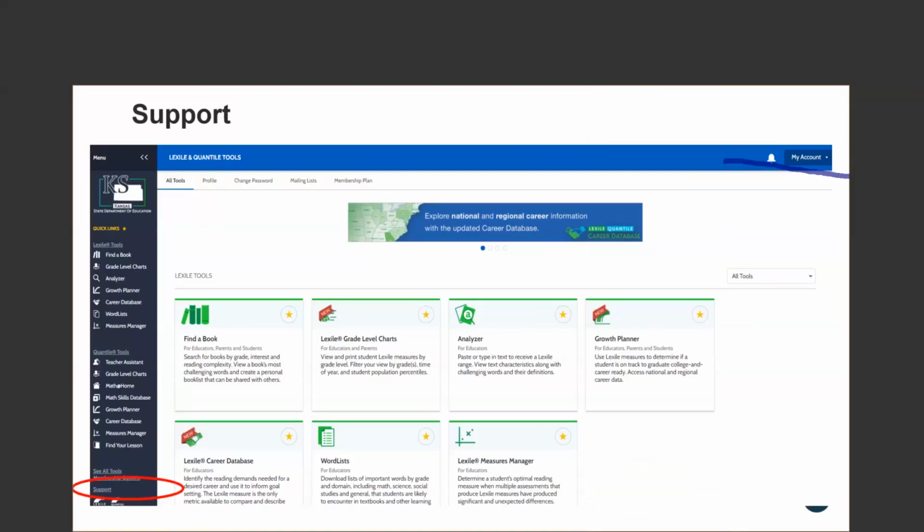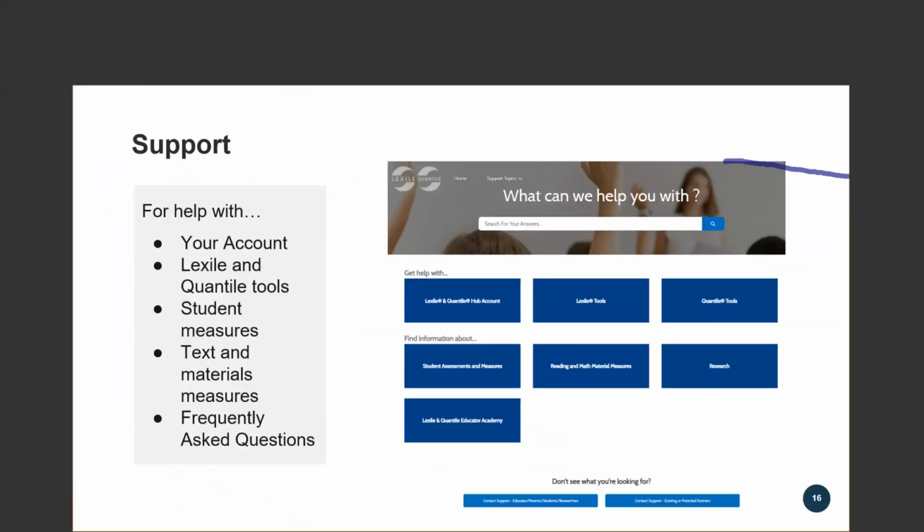So when you log into the hub, you'll notice over there on the left-hand navigation bar, down there at the very bottom, there is a link that says support. This is the place where you can go to find a variety of different support resources that will help you and your colleagues leverage all of the various tools of the Lexile and Quantile Hub for your advantage. In fact, when you click on that support link, you'll be taken directly into our support community.